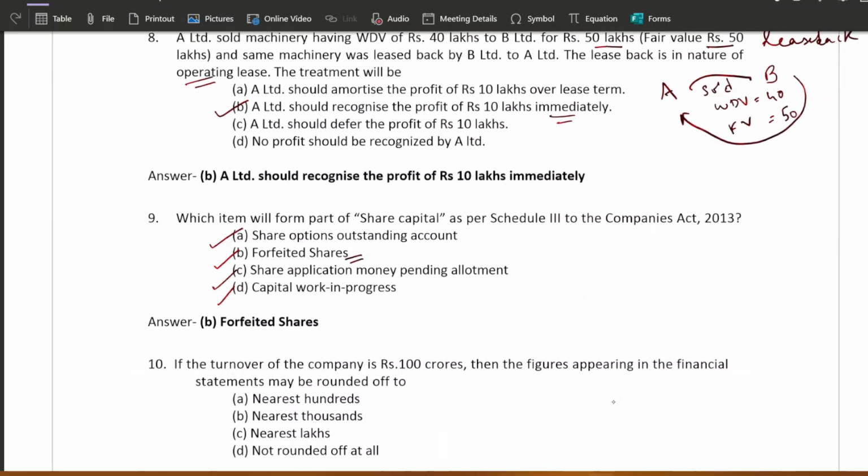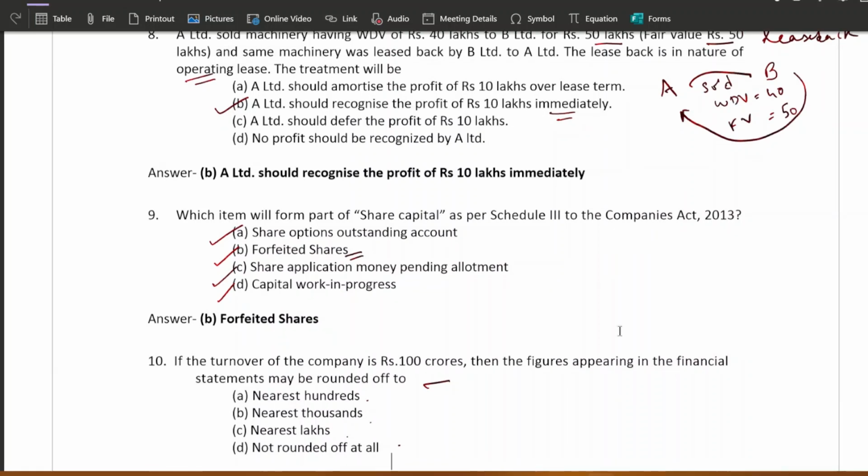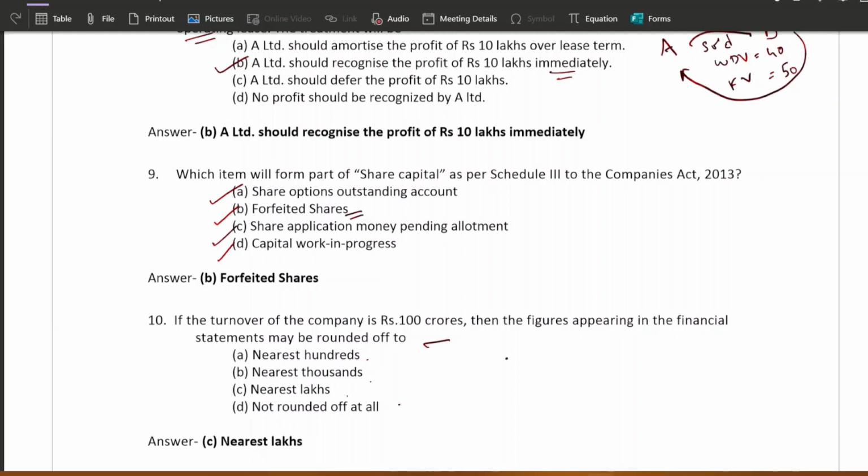Next question. If the turnover of a company is 100 crores, then the figures appearing in the financial statement may be rounded off to nearest hundreds, nearest thousand, nearest lakhs, or not rounded off at all. Okay, so the answer is nearest lakhs. That's because of the turnover. If turnover is an amount which is below 100 crores, so here we see below 100 crores, and the second criteria we see equal to and above 100 crores. Okay, so let's see. Now the turnover is below 100 crores. Here the turnover is greater than or equal to 100 crores.